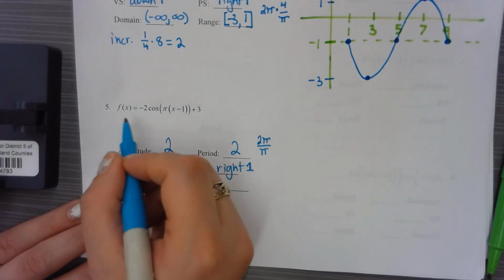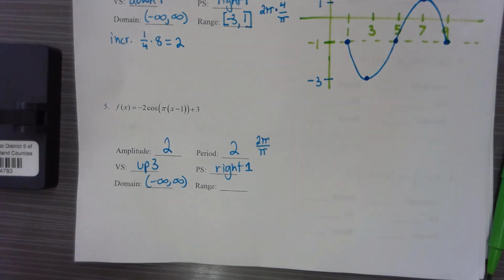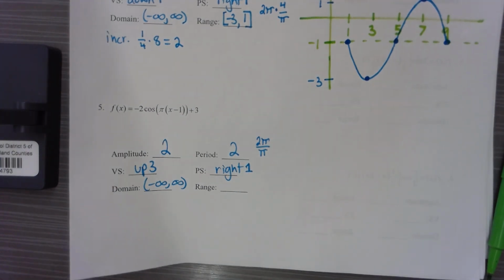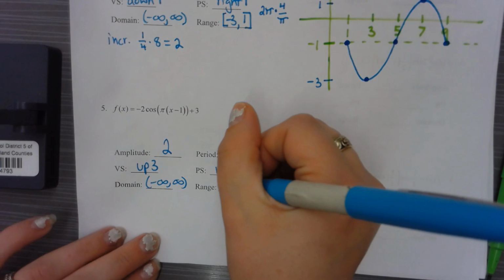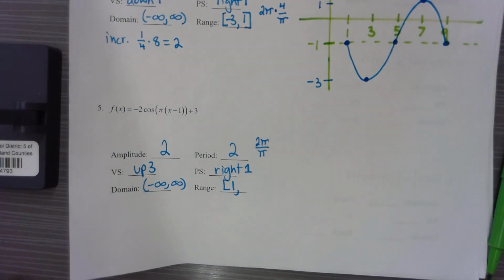Okay, so even with the reflection, it's still negative 2 to 2. That doesn't change. And then we shift it up 3, right? So 5 and positive 1, right? Because it'd be negative 2 to 2. Negative 2 plus 3 is going to give us 1, and 2 plus 3 is going to give us 5.